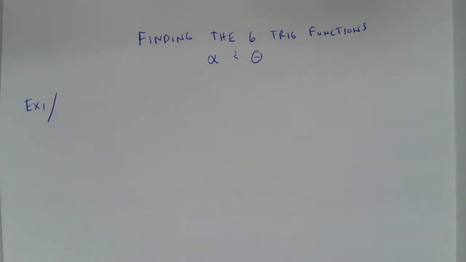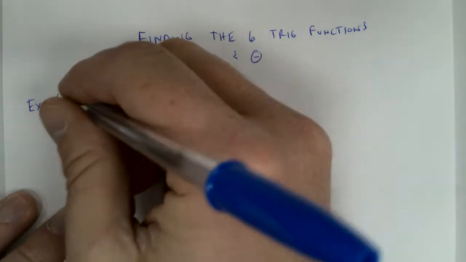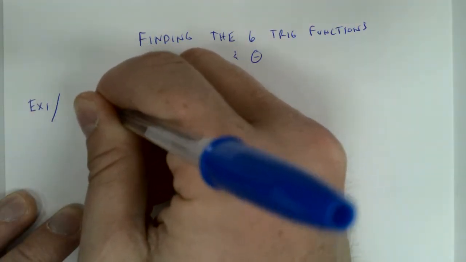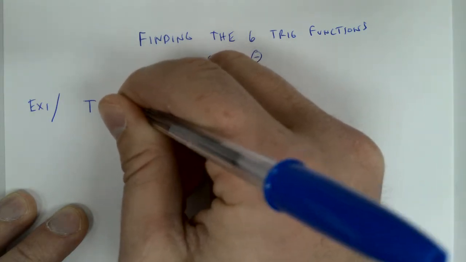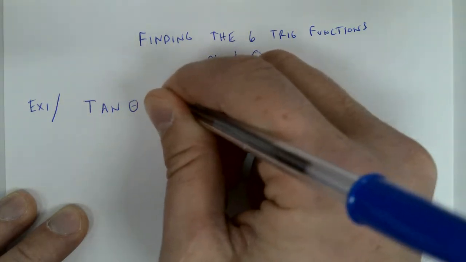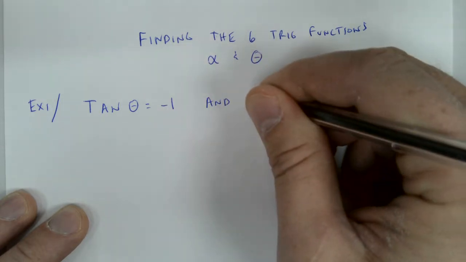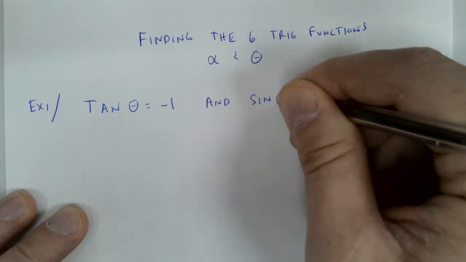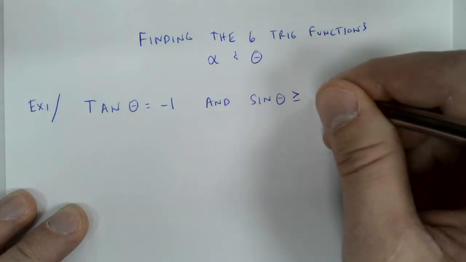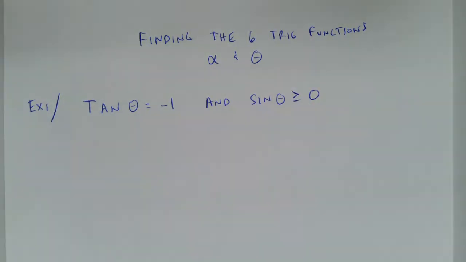Okay, so finding the six trig functions, finding alpha and theta. I know we've already been doing this, but we're going to get a little more elaborate. So for this first one, they're going to tell us, let's say the tangent of theta is -1, and the sine of theta is greater than or equal to 0.